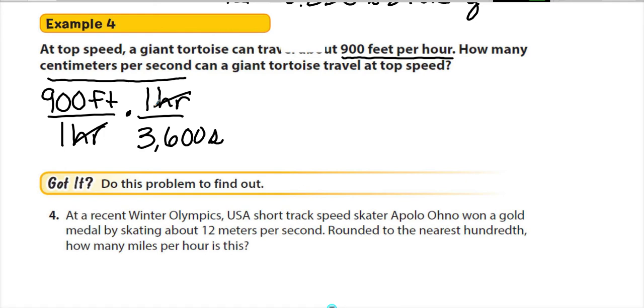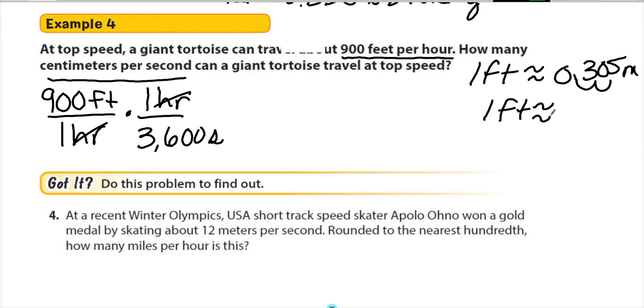So if 1 foot is approximately 0.305 meters, think about your staircase for metrics. When you have 0.305 meters, you need to change it into centimeters. So how many hops down on the staircase is that? Well, from meters, the next step down would be decimeters, and then we would have centimeters. So that means we're going to go down 2 spots, 1, 2. So 1 foot is approximately, in this case, 30.5 centimeters.